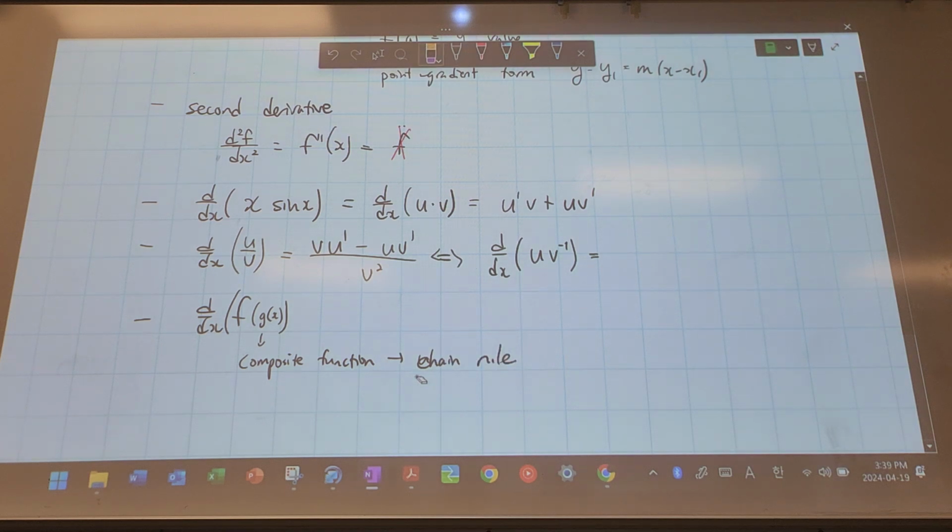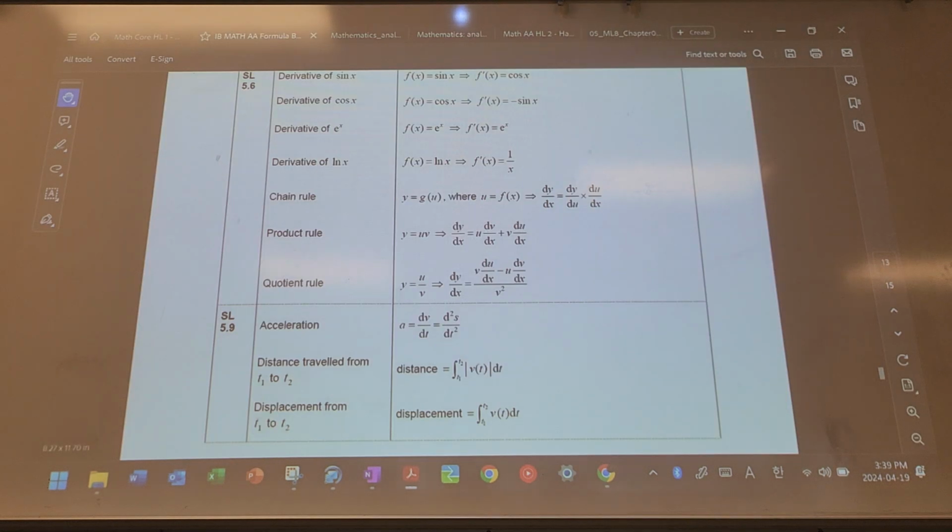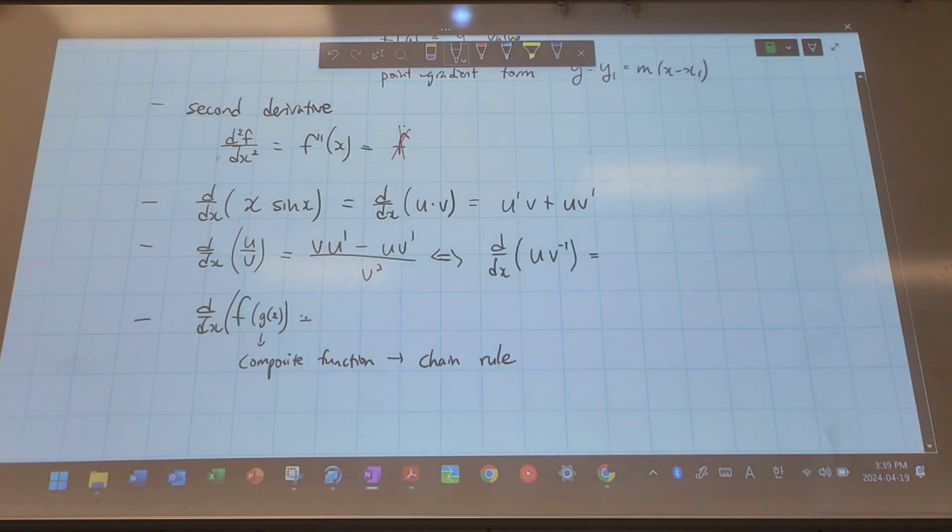Okay, chain rule. Look at C answer. Okay, so that looks like this. Chain rule is basically what you do is you differentiate the outside first, so f prime of g of x, and then you take the inside and then you differentiate that too.